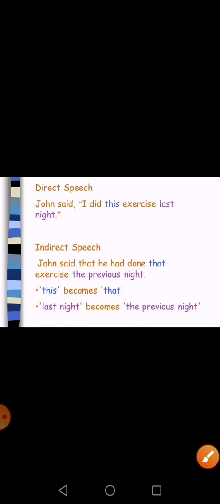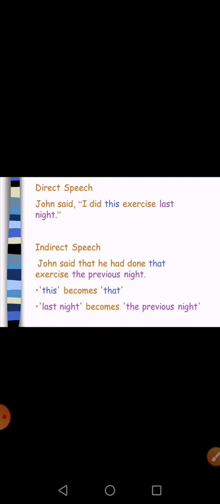Simple past tense would change into past perfect tense. For this purpose, we have to use had. Did is past form of the word. Here we have to use with had the past participle form, in past perfect tense. The past participle form of the verb do is done. So here we have written done. John said that he had done.